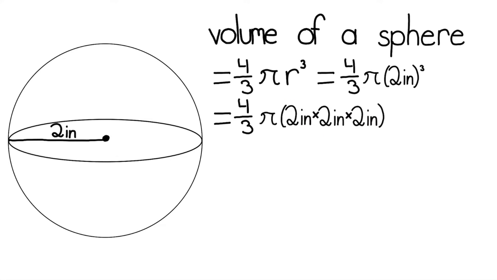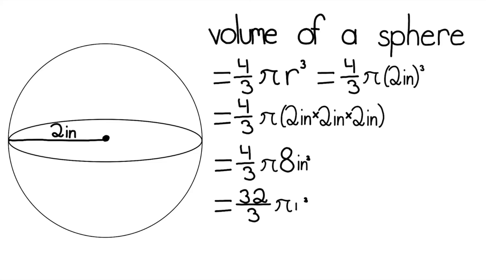So 2 inches times 2 inches times 2 inches equals 8 inches cubed. So let's put that in: 4 over 3 times pi times 8 inches cubed. Okay, so now that we have that, let's solve what 4 over 3 times 8 inches cubed is, right? So what we're going to do is multiply this part times this. So 4 times 8 equals 32, right? So let's put that in. So it equals 32 over 3 times pi inches cubed.